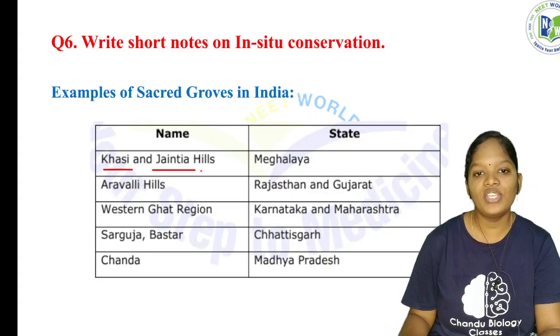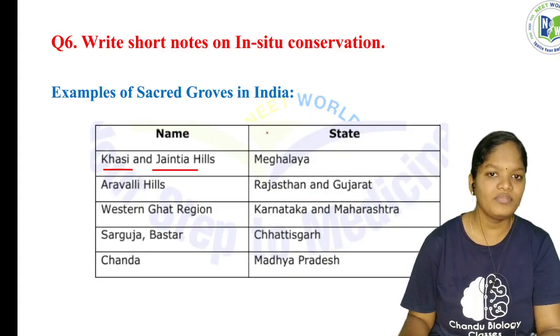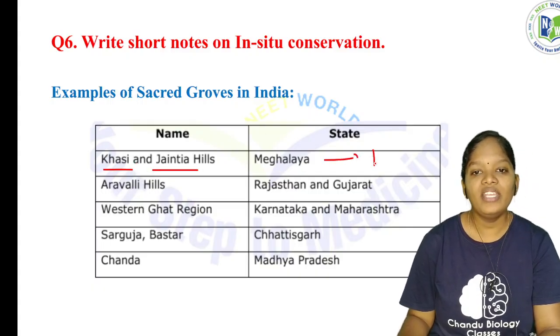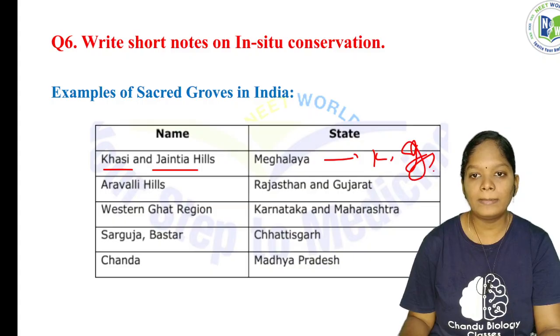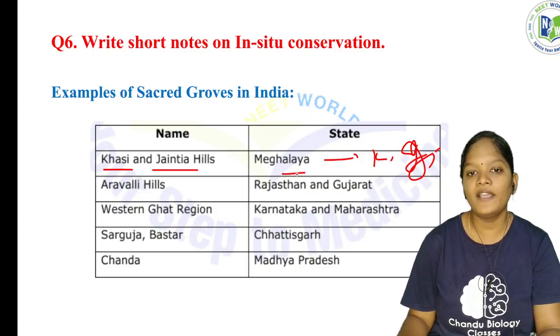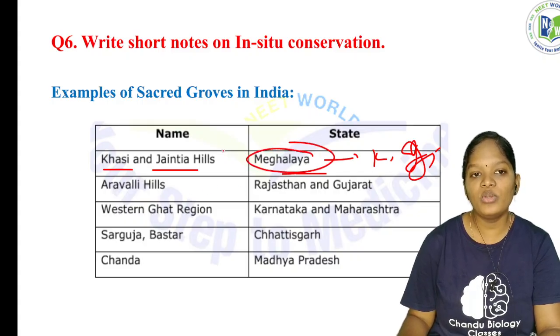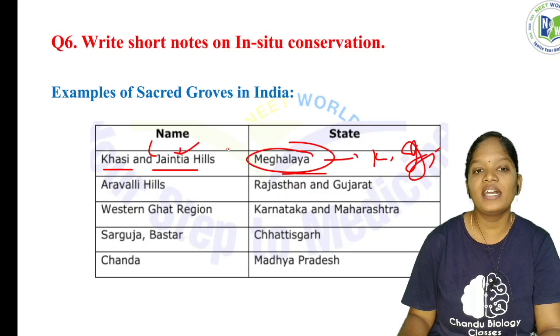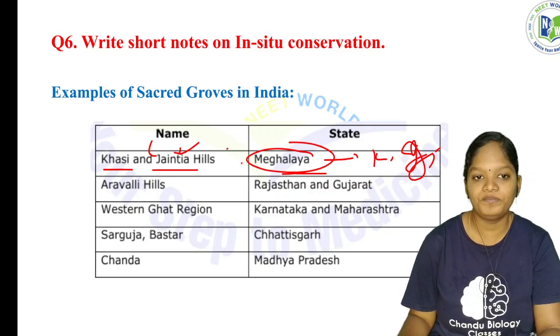So Khasi and Jaintia Hills. In Meghalaya, we have the Khasi, Garo and Jaintia hills. In the Khasi hills and the Jaintia hills, they are considered sacred. Okay, so they are preserving the plants and animals there.